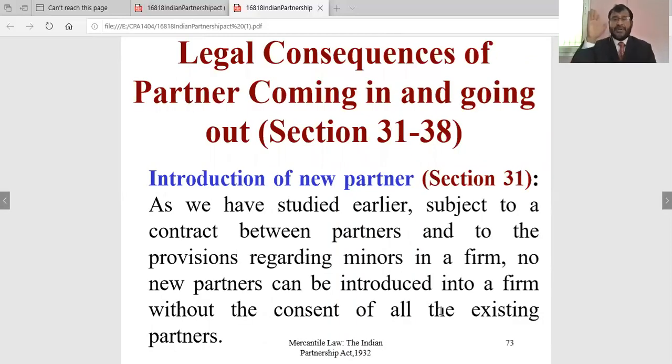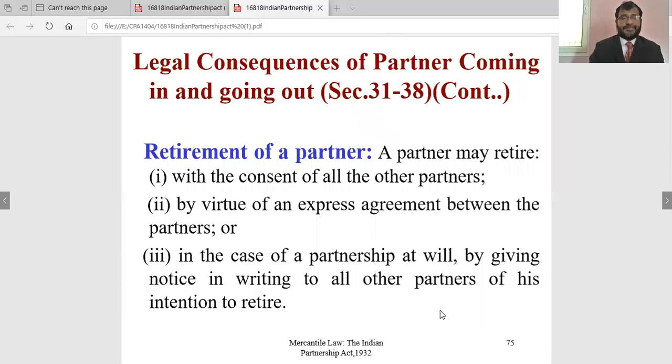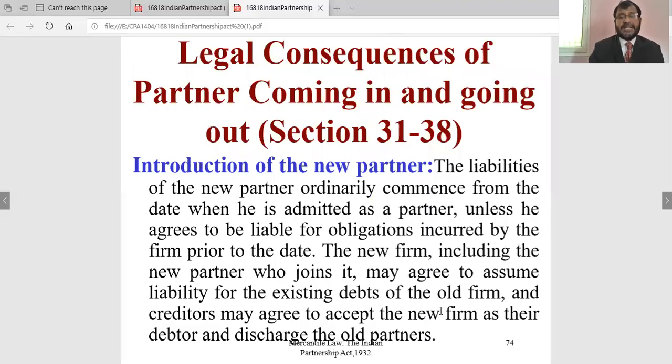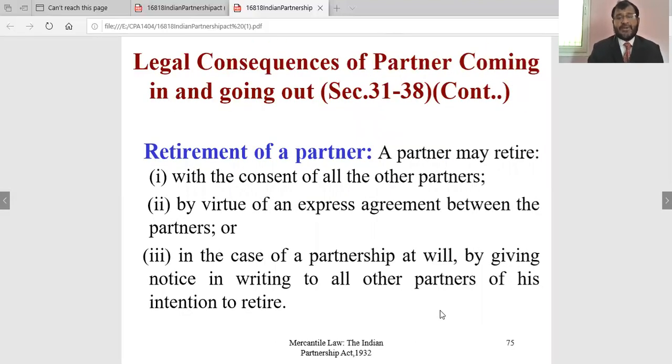Introduction of a new partner deals with Section 31 of the Indian Partnership Act 1932. As we have studied earlier, subject to a contract between the partners and to the provisions regarding minors in a firm, no new partner can be introduced into the firm without the consent of all the existing partners. That is Section 31.